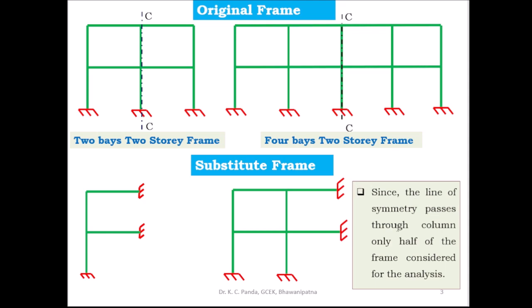Since the line of symmetry passes through the column, only half of the frame is considered for the analysis. This is the substituted frame, and here you can analyze this substituted frame, and for the next half you can put the same value from the analysis but in opposite sign.